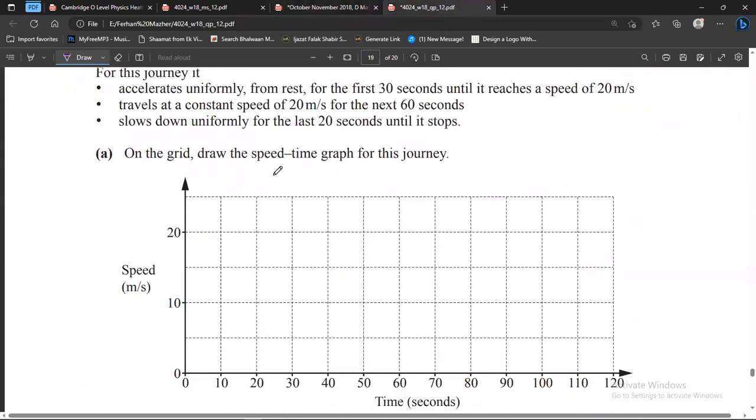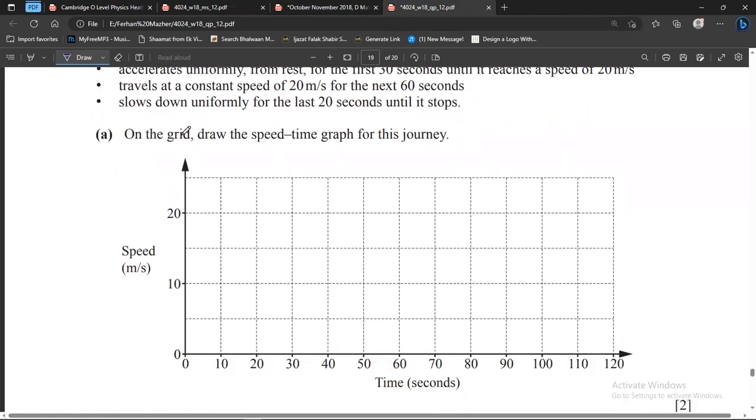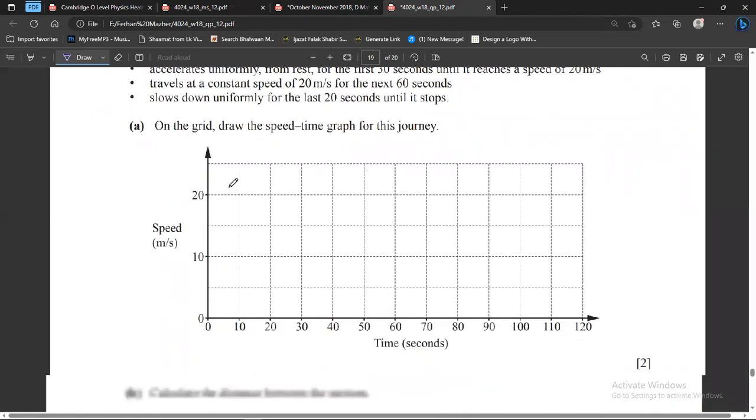That next question is question number 24. A train travels between 2 stations, starting and finishing at rest. For this journey, it accelerates uniformly from rest for the first 30 seconds until it reaches a speed of 20 meter per second, travels at a constant speed of 20 meter per second for the next 60 seconds, slows down uniformly for the last 20 seconds until it stops. So very simple, straightforward question.